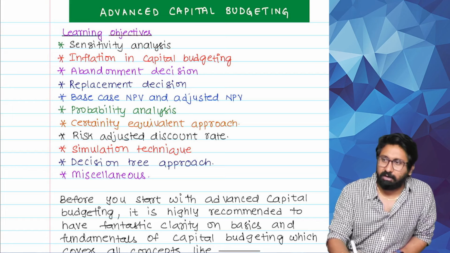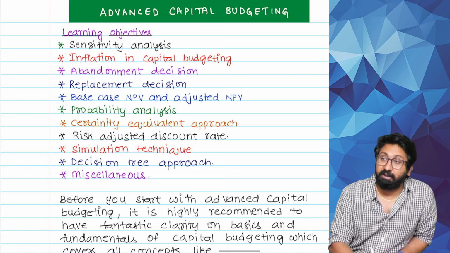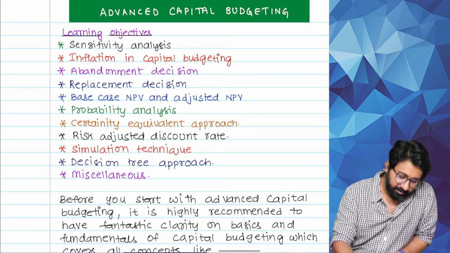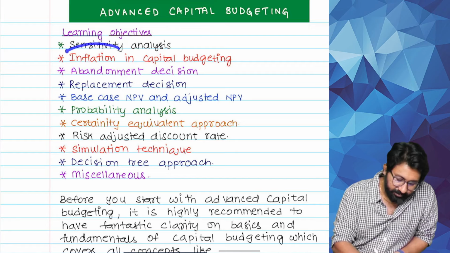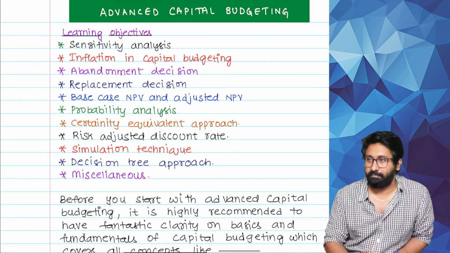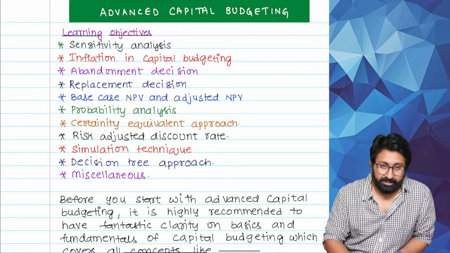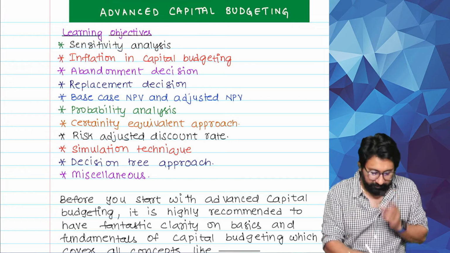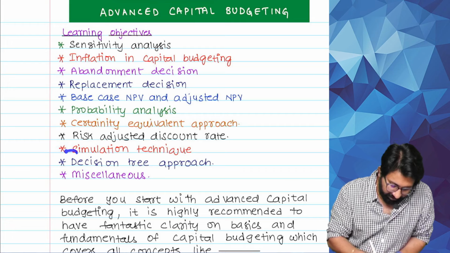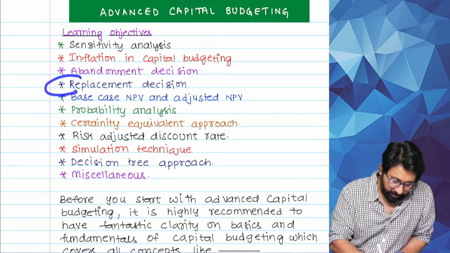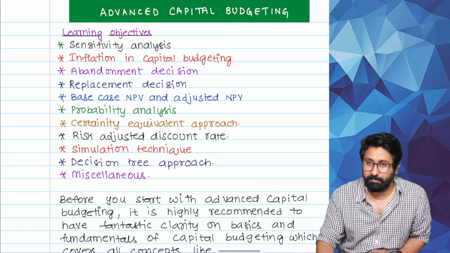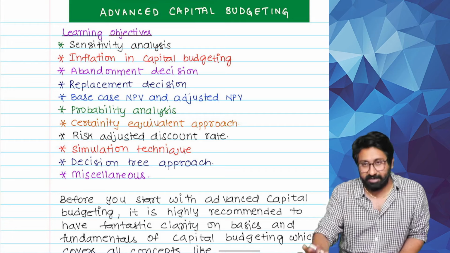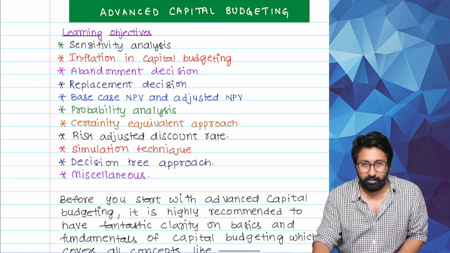In this, what comes in examination very frequently, the frequent question that is tested in examination, is inflation. After that, decision tree. After that, replacement. After that, base case NPV and adjusted NPV. Remaining are also tested, but they come for 4 to 5 marks only.